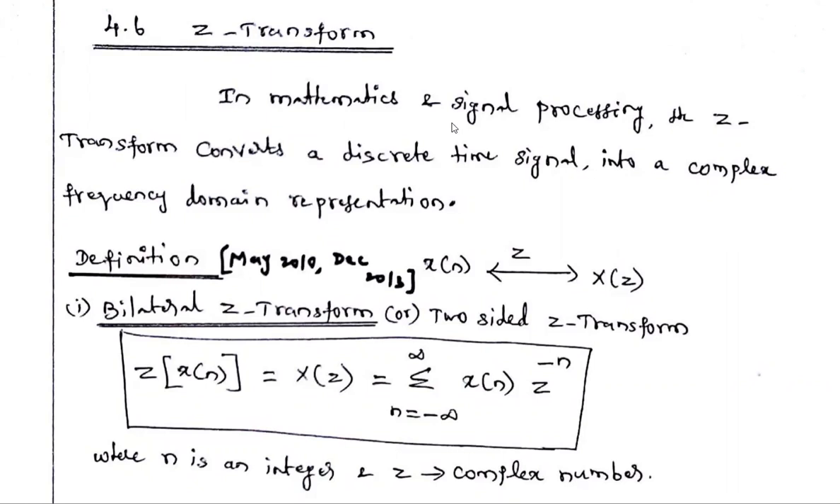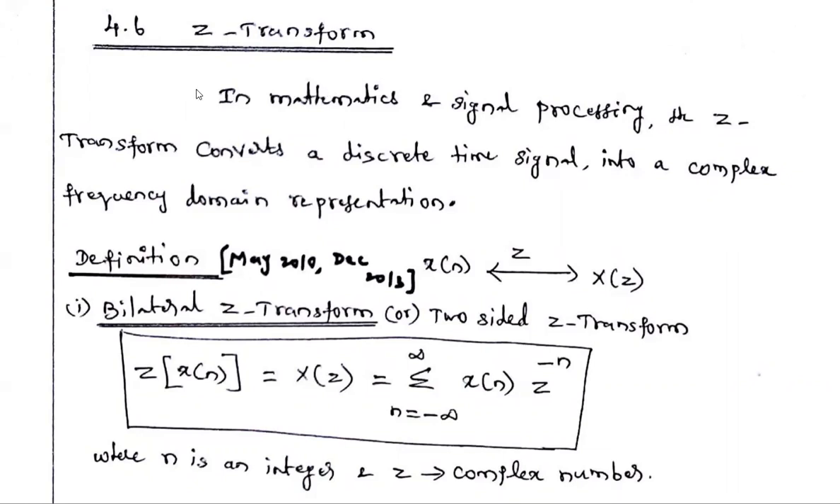It's the Z transform. So in order to analyze the discrete time signal and discrete time system, we already discussed one transform, the DTFT, discrete time Fourier transform. Similarly, in order to analyze the discrete time signal and discrete time system, we are using one more transform. It is said to be the Z transform.